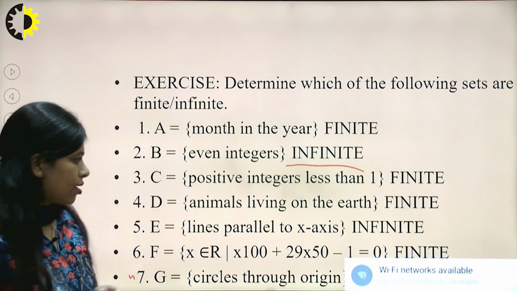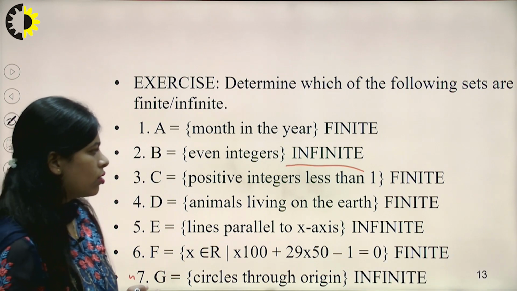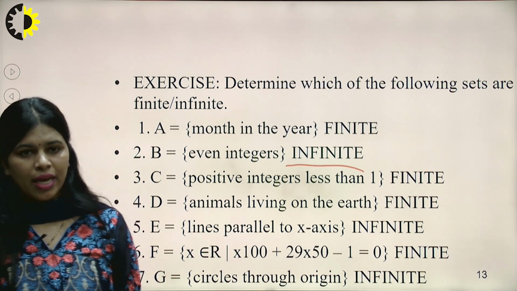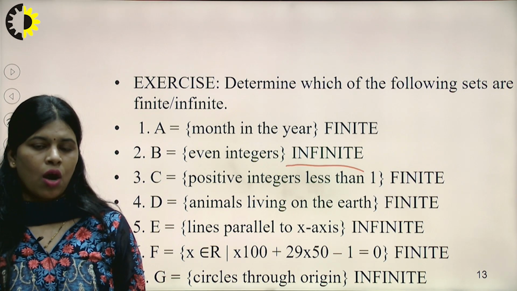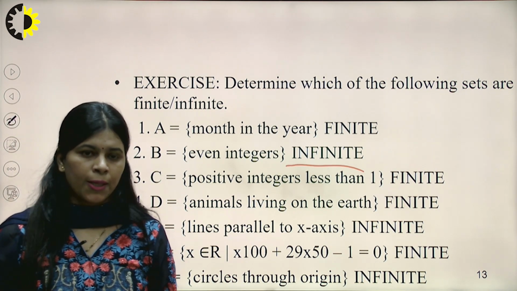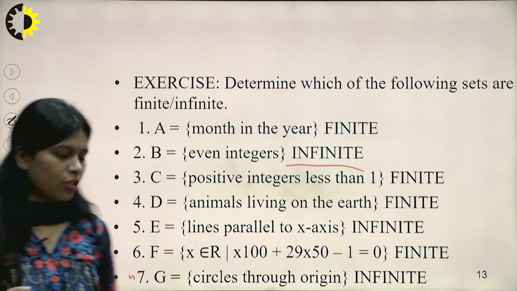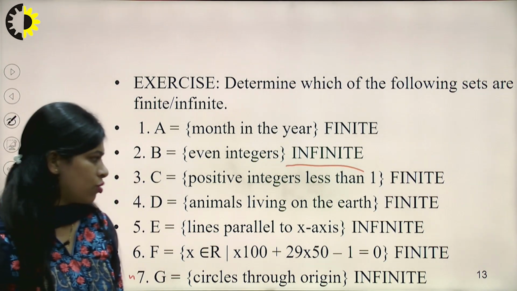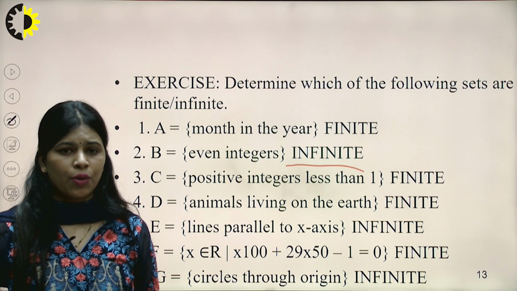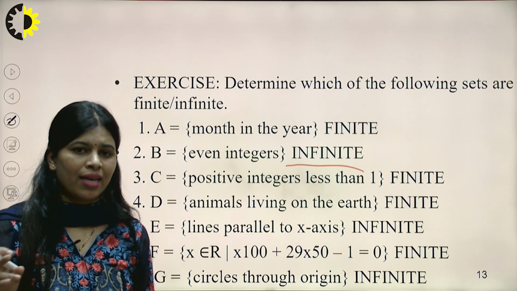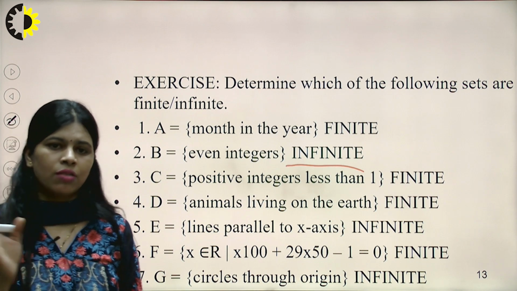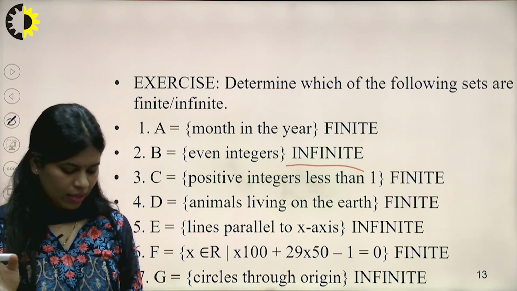Okay, we take the example D, animals living on the earth. We can count the animals which are living on the earth. We can easily count how many animals are living on the earth. If lines parallel to the x axis, so it is infinite. We don't know properly how many lines are parallel to the x axis, and what number of lines there should be from the x axis.